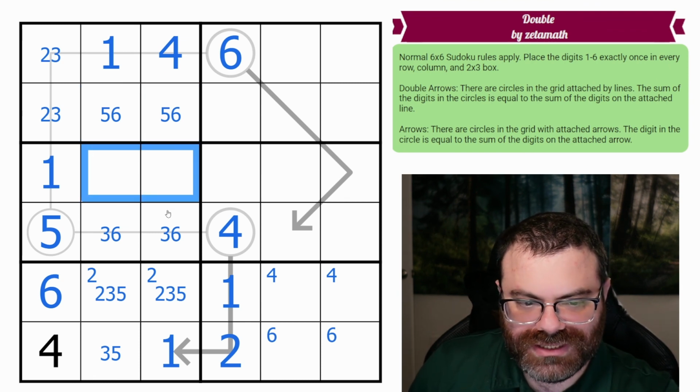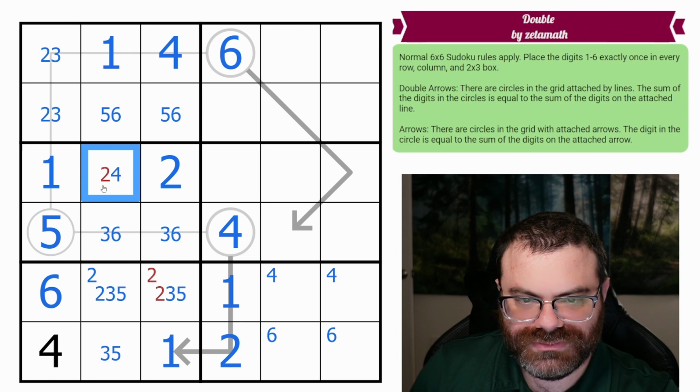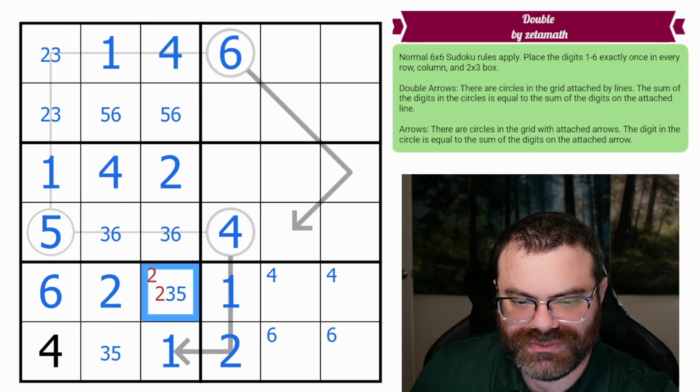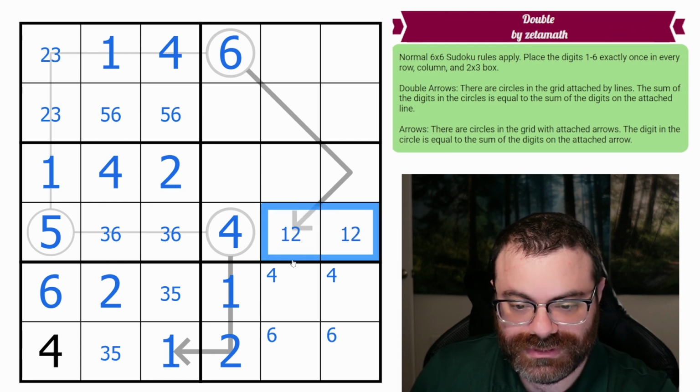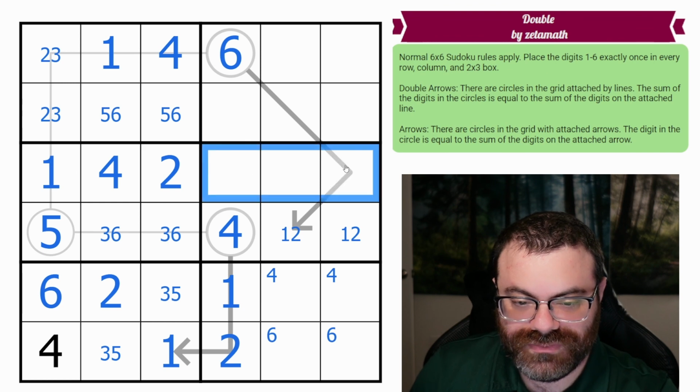Okay, this is also a pair. This is 2, 4. We know the order. That places this 2. All right, we're doing well now. All right, this is a pair. This is 1, 2. Yeah, that's 1, 2, 4. This is 3, 5, 6.